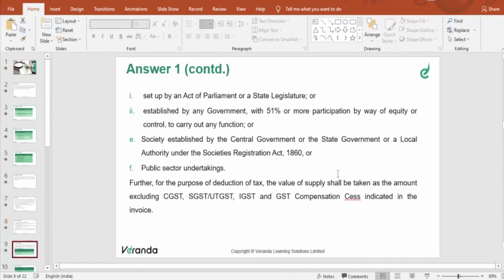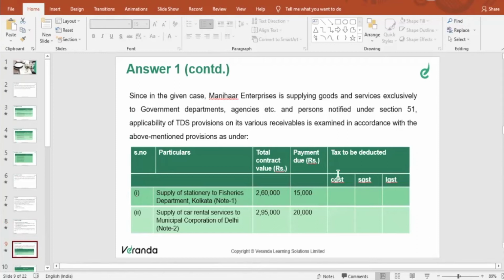Now, how are we going to put it out? The answer: a methodology where it is going to be least time consuming for you and you can trace it out very well. Okay, we'll put it all under one table. Since in the given case, Moneyher Enterprises is supplying goods and services exclusively to government departments, agencies and persons notified under Section 51, applicability of TDS provisions on its various receivables is examined below.